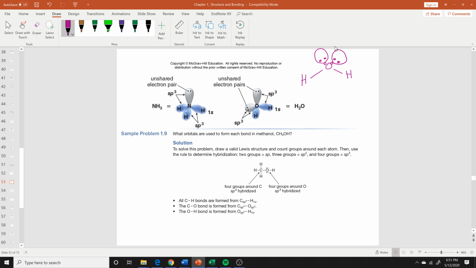What orbitals are used to form each bond in methanol? Again, carbon over here is surrounded by four groups, so it's sp3 hybridized. Oxygen, four groups, is sp3 hybridized. To form a bond between the carbon and the hydrogen, I need the sp3 hybrid orbital of the carbon. This is going to overlap with the 1s orbital of the hydrogen. To form the C-O bond, I need the sp3 hybrid orbital of the carbon to overlap with the sp3 hybrid orbital of the oxygen. And to form a bond between the O and the H, I need an sp3 hybrid orbital of the oxygen to overlap with the 1s of the hydrogen.